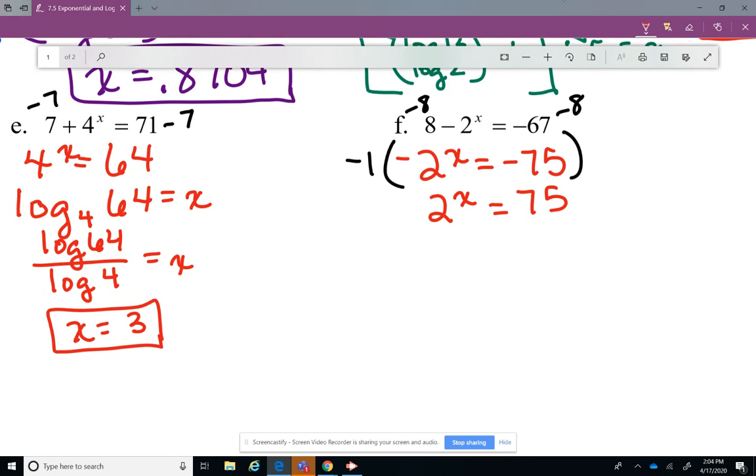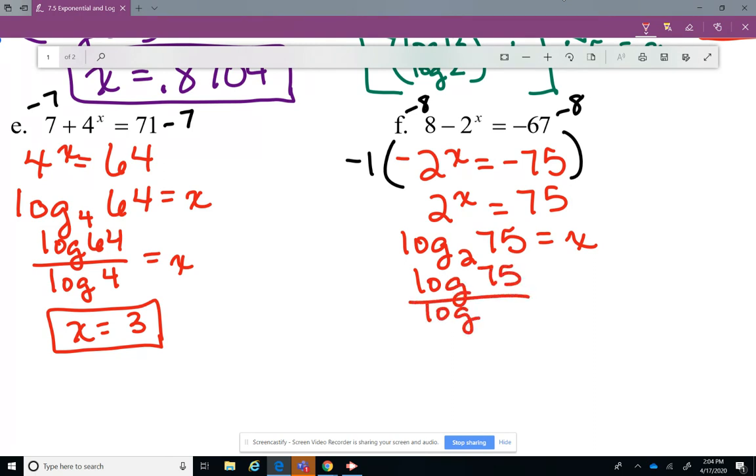All right, now use the change of base formula to convert it to a common log. So we're going to do, well, I'm sorry, I didn't rewrite the equation in logarithmic form. I have to do that first. So we're going to do log base 2 of 75 equals x. Now we're going to use the change of base formula. Log 75 over log 2 equals x.